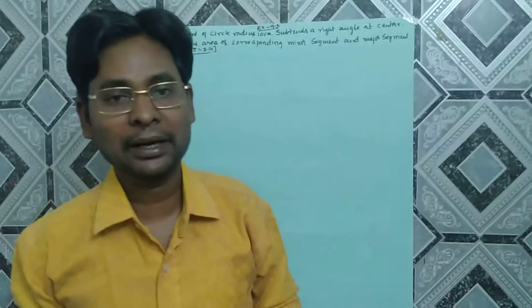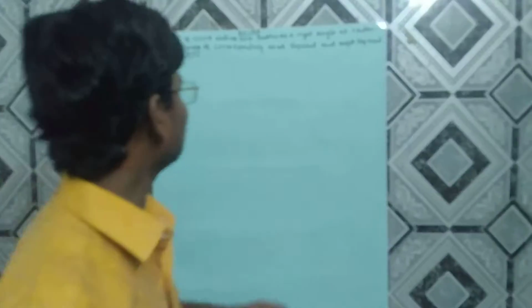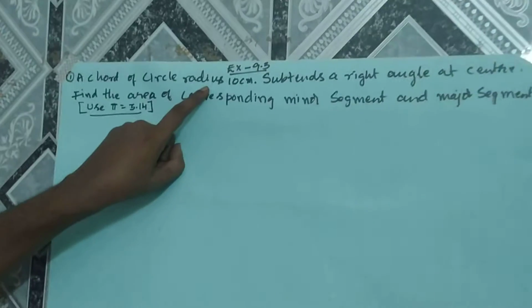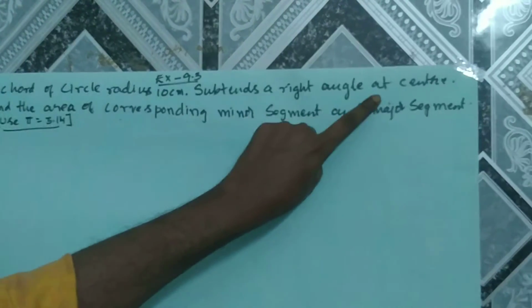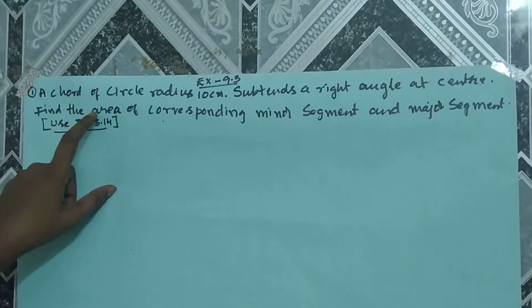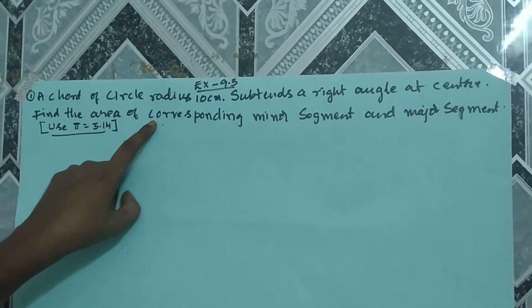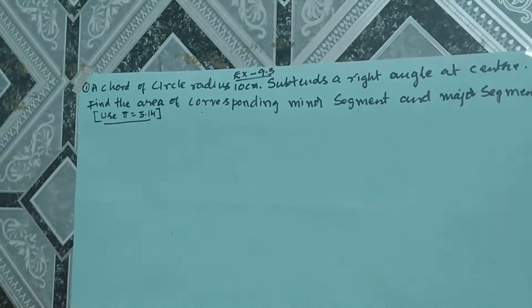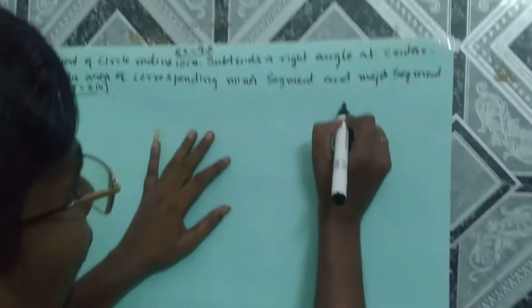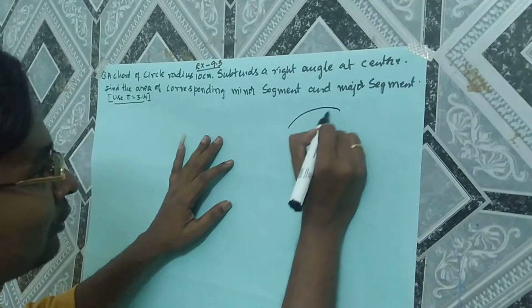Next exercise 9.3. First problem: a chord of a circle of radius 10 centimeters subtends a right angle at the center. Find the area of the corresponding minor segment and major segment. Use pi equal to 3.14. First we will draw a circle.